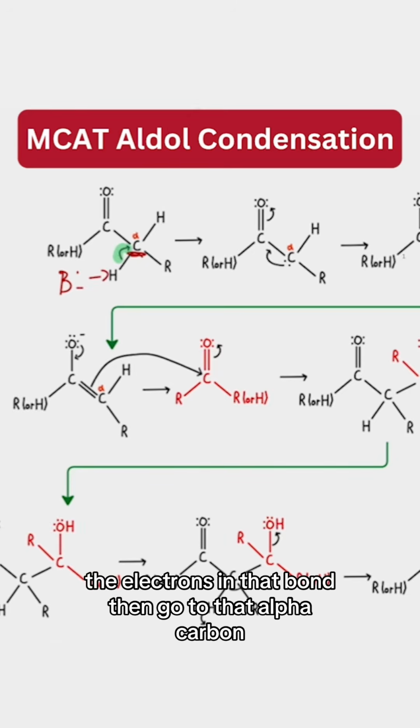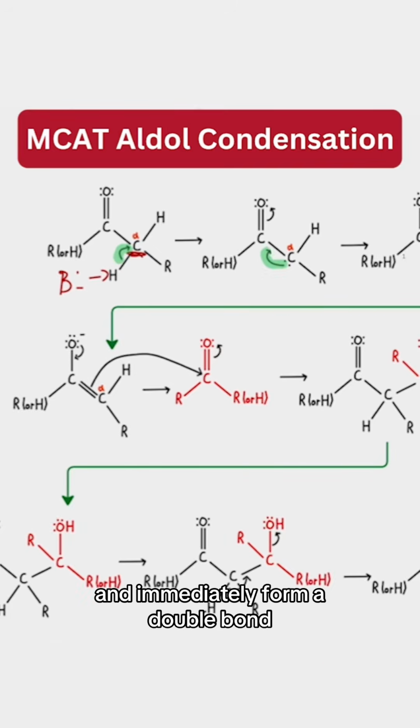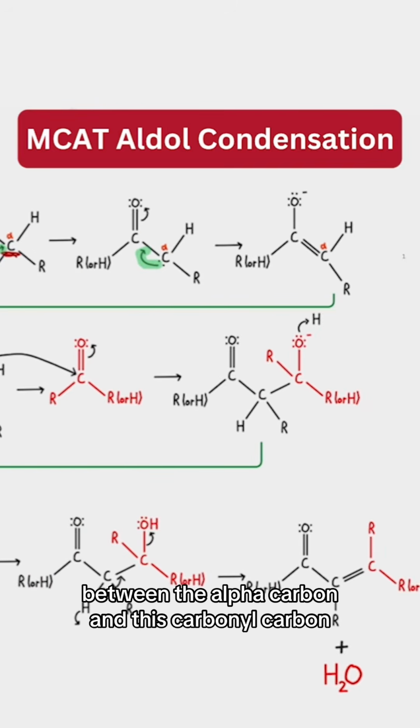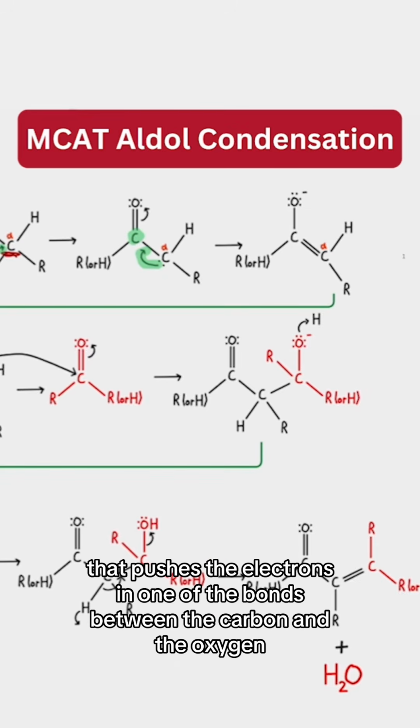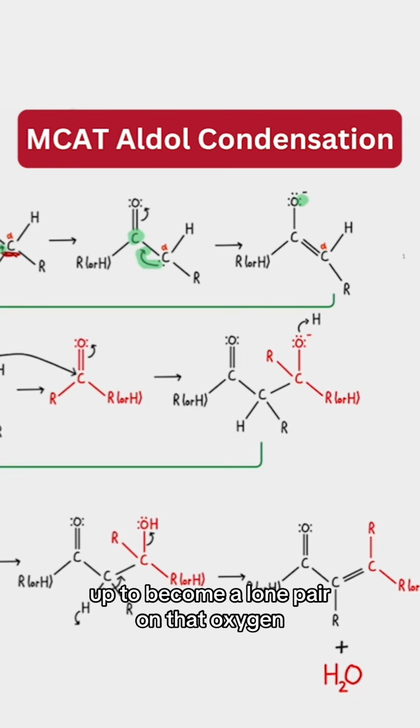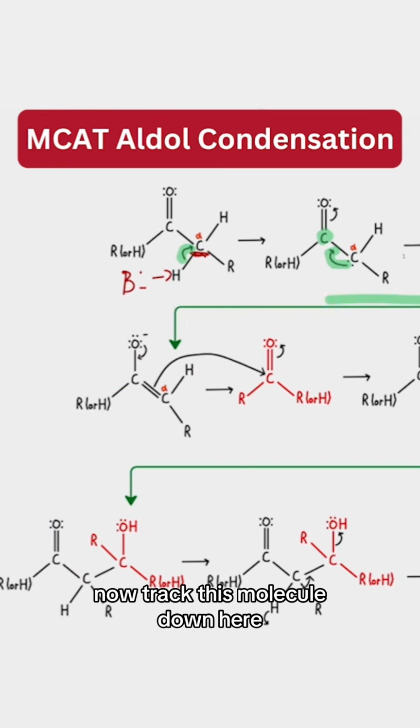The electrons in that bond then go to that alpha carbon and immediately form a double bond between the alpha carbon and this carbonyl carbon. That pushes the electrons in one of the bonds between the carbon and the oxygen up to become a lone pair on that oxygen. Now track this molecule down here.